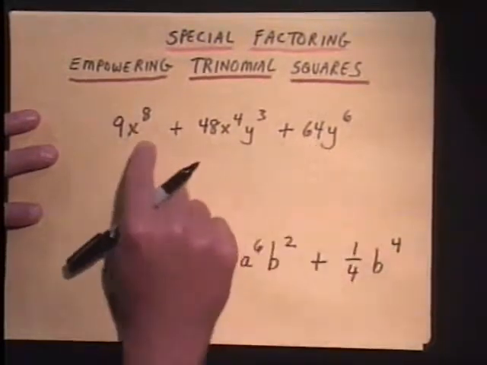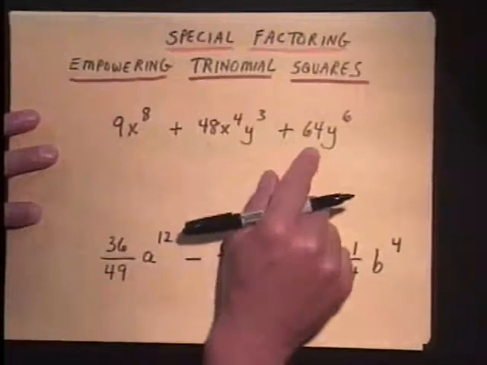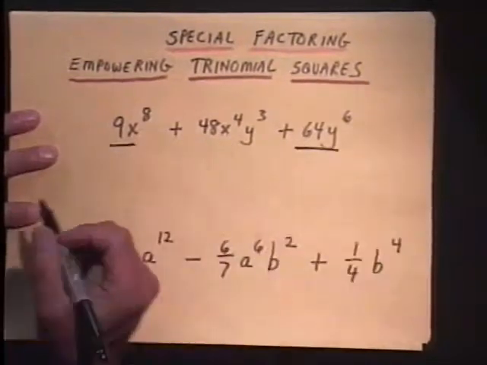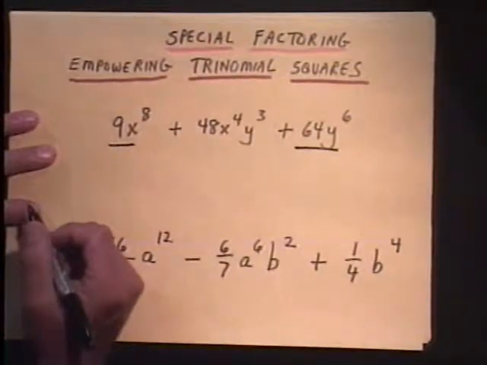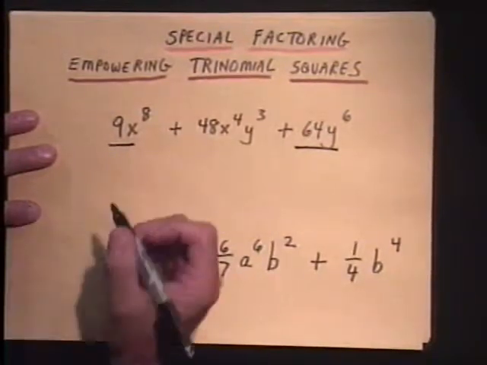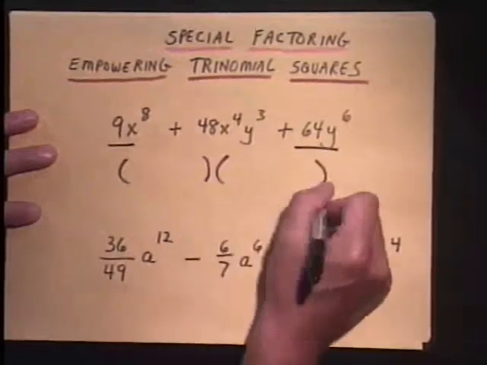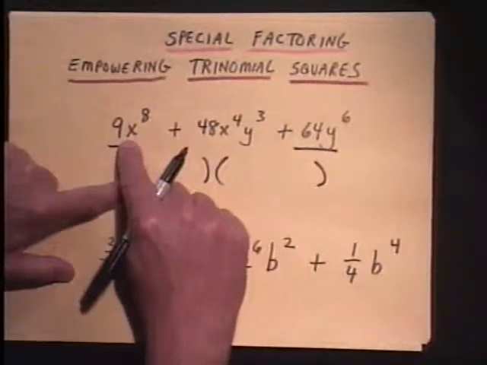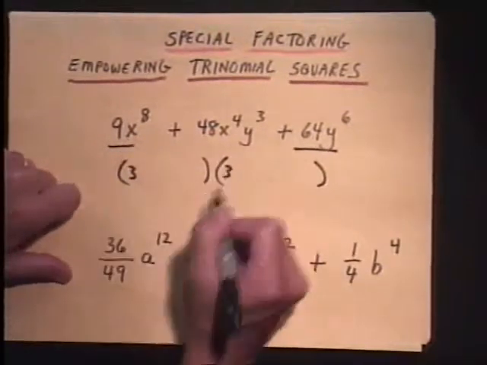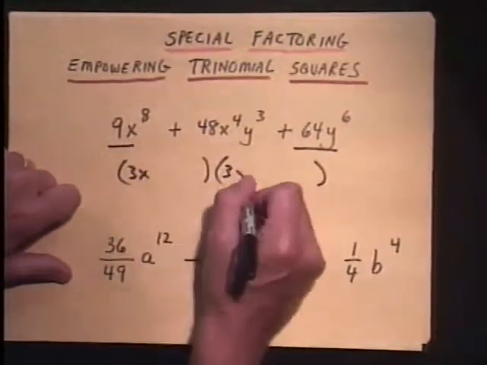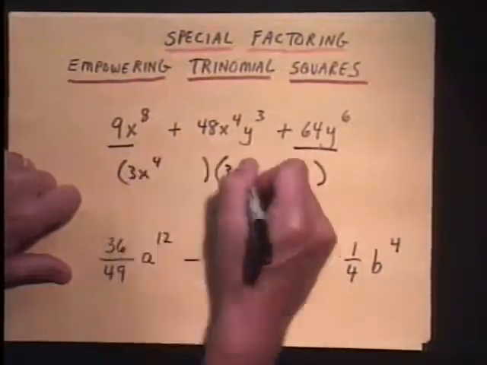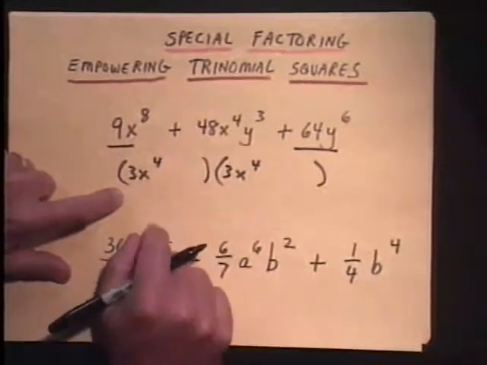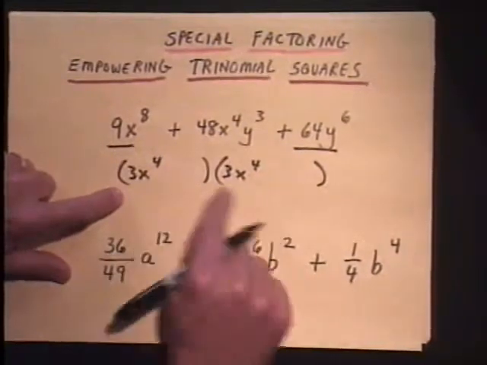Okay, there's no x's I can take out of each one. There's no y's, but if I look at this, the first and last terms are what? Perfect squares. So when I break them up, I'll get two of the same things. What times what gives me the 9x to the 8th? Well, 3 to get the 9. X to what power? 4th, because whenever you multiply same bases, you add the powers. So the first two terms would be 3x to the 4th.